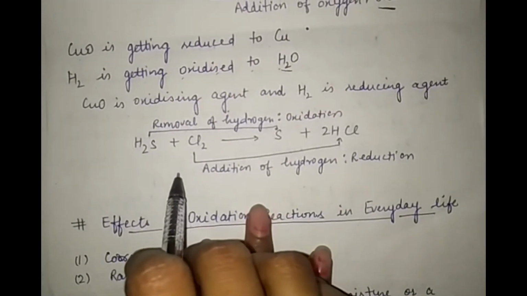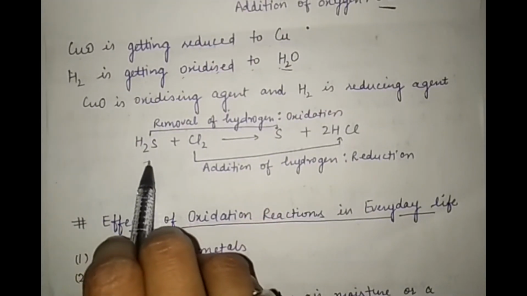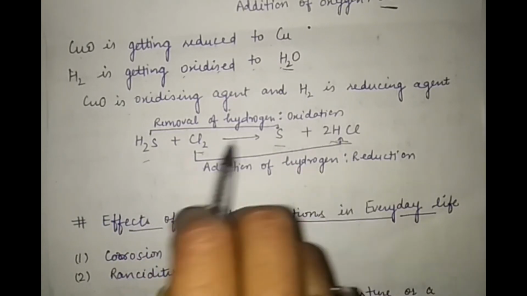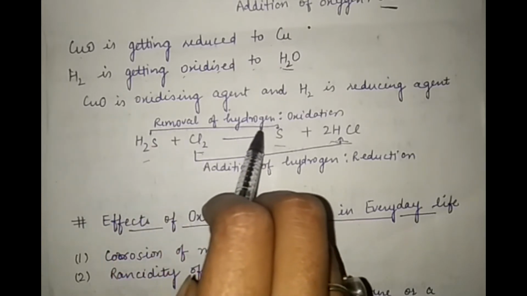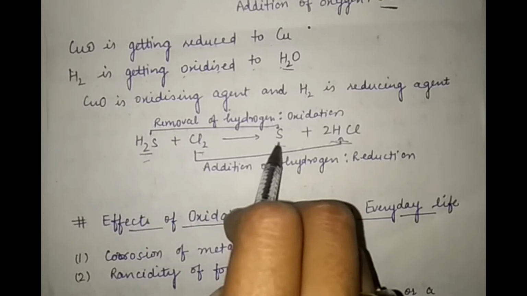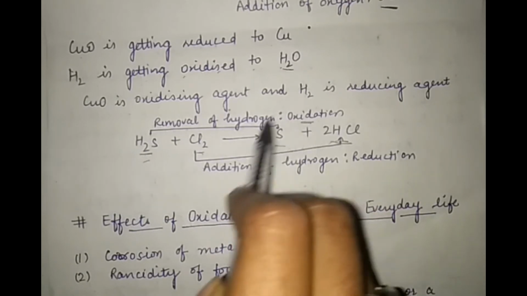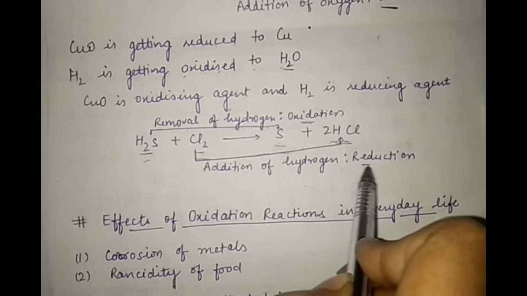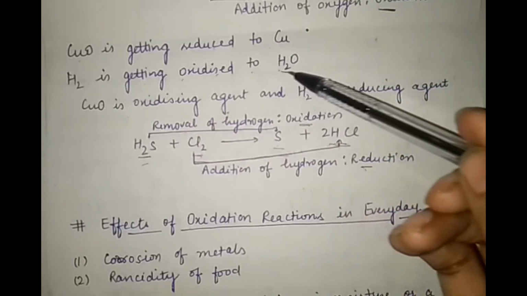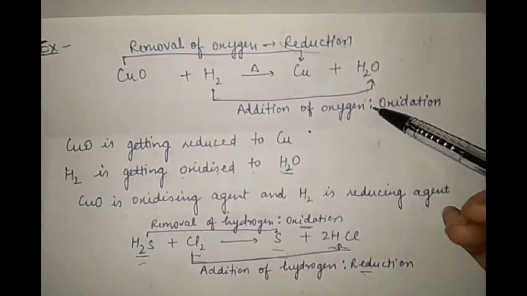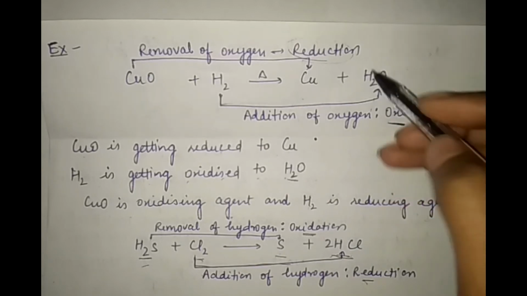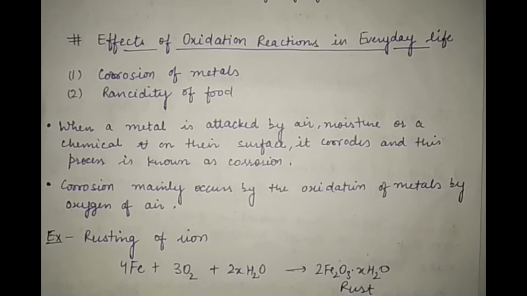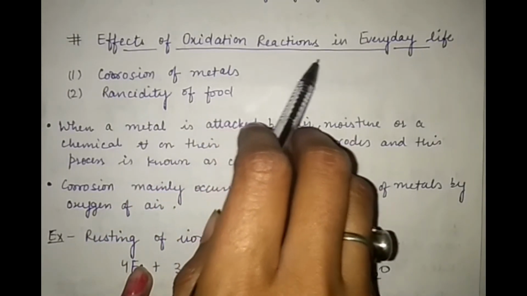The next example is when H2S, hydrogen sulfide, reacts with chlorine, it forms sulfur plus hydrogen chloride. So here the removal of hydrogen takes place from hydrogen sulfide to form sulfur, therefore it is termed as oxidation, whereas the addition of hydrogen to chlorine to form HCl is termed as reduction. So these two examples are examples of redox reactions because here oxidation and reduction both are taking place simultaneously. Now what are the effects of oxidation reactions in everyday life?